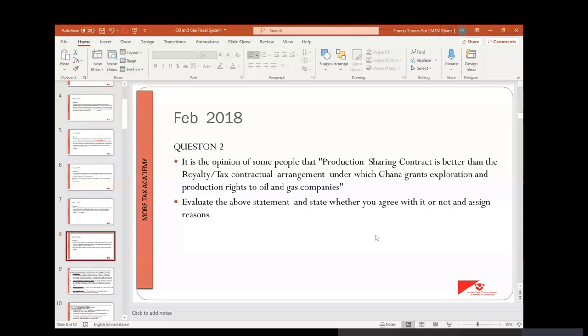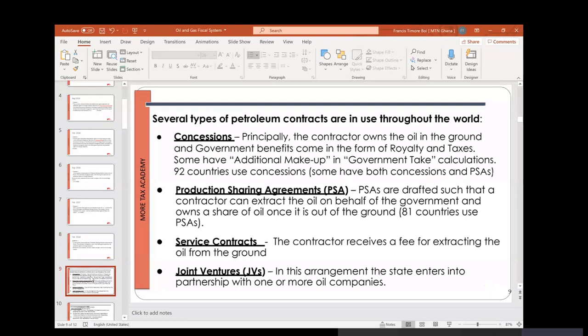Correct. Now, we say that these are the various petroleum contract regimes that we choose, based on which we get our revenue. The first regime, or the first contractual fiscal regime that is popular, is a concession one.